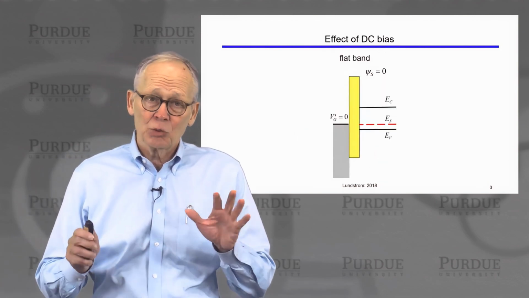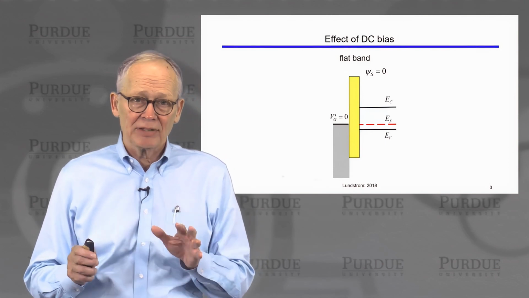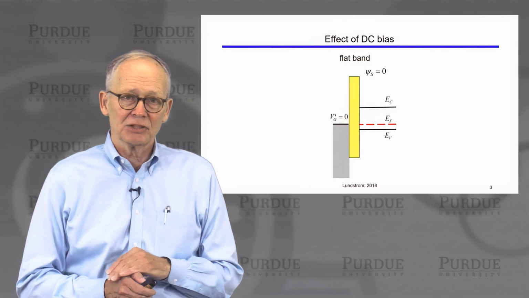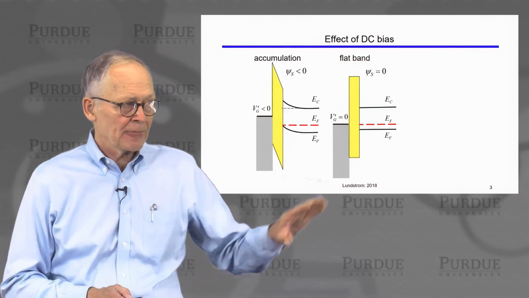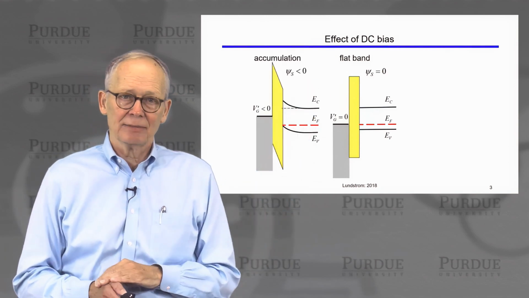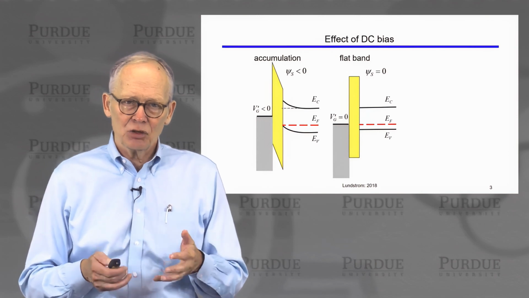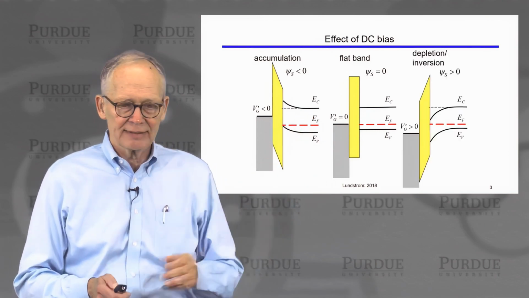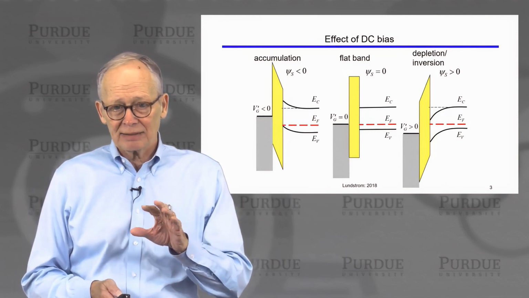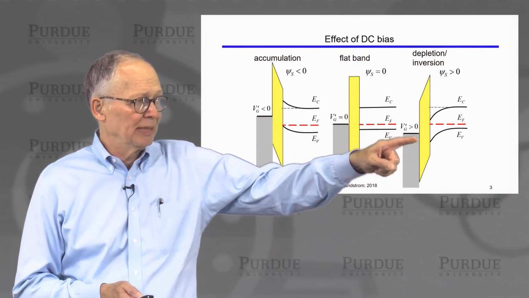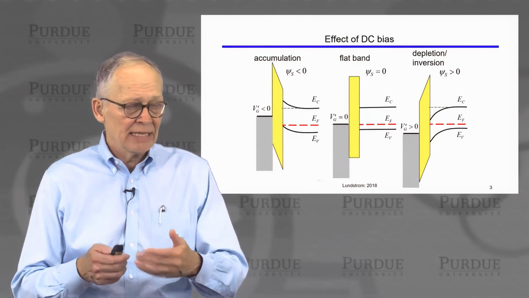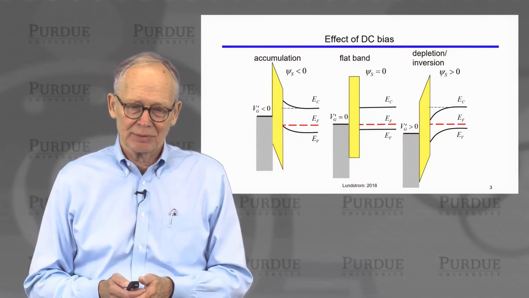on what's real. So we understand how the DC bias affects the MOS capacitor. At flat band, there's no electric field, no band bending. Negative voltage on the gate bends the bands up. We say we accumulate the semiconductor. We pile up majority carriers at the interface. When we apply a positive voltage to the gate, we bend the bands down. We first deplete the P-type semiconductor, and then we invert the P-type semiconductor.